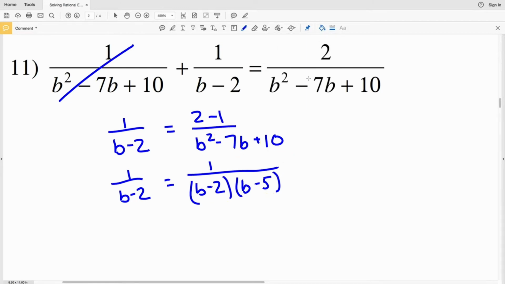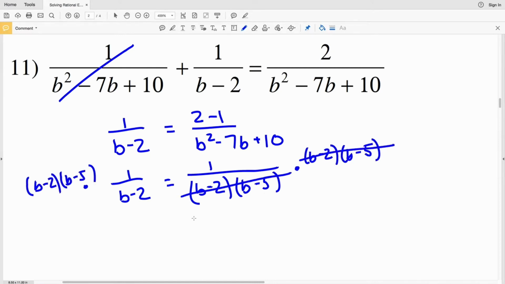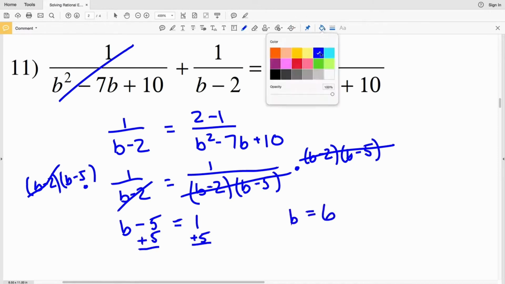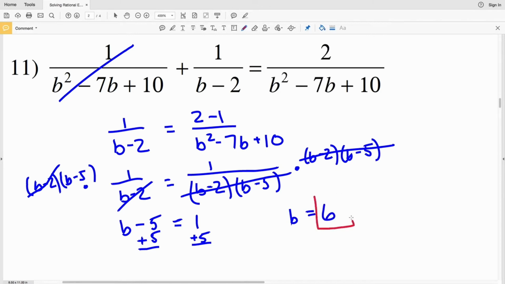So now that I've rewritten that, I can multiply both sides by b minus 2 over b minus 5. When I do that, the b minus 2 times b minus 5 on the right-hand side cancels out, and the b minus 2 on the left-hand side cancels out. B minus 5 times 1 is b minus 5. Then all I have to do is add 5 to both sides. That will leave me with b equal to 6. And that's the solution in number 11.